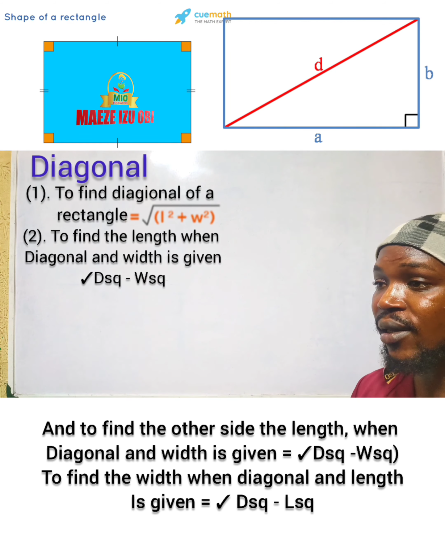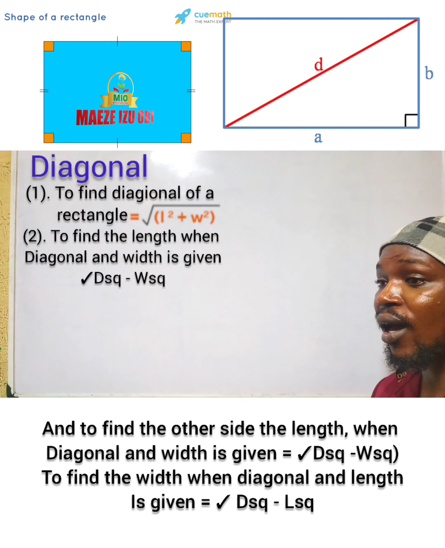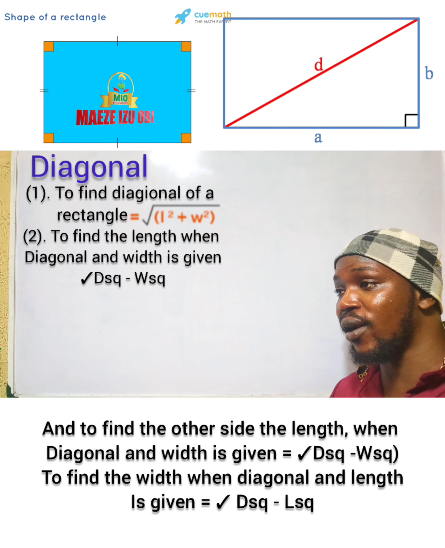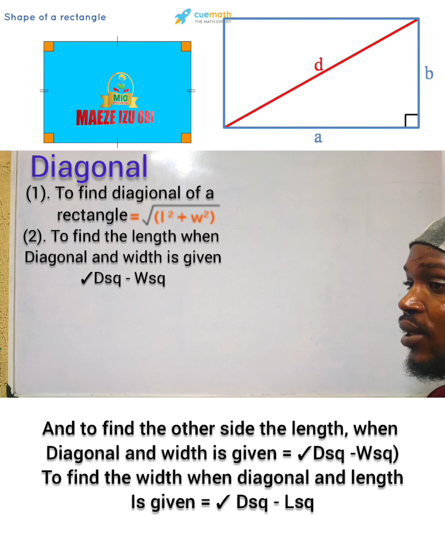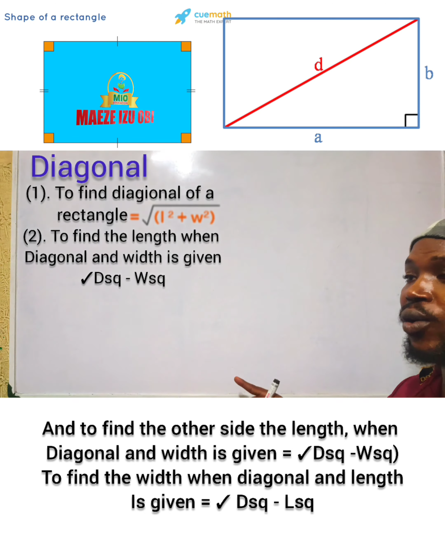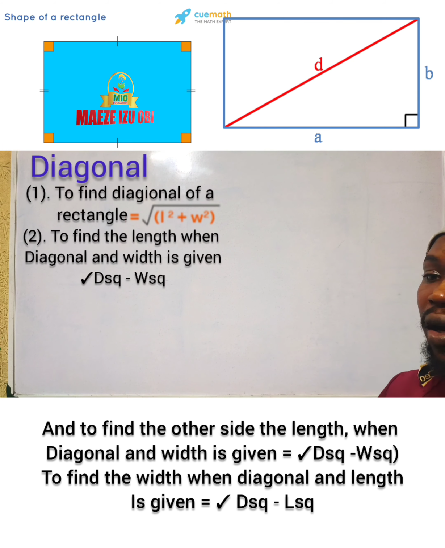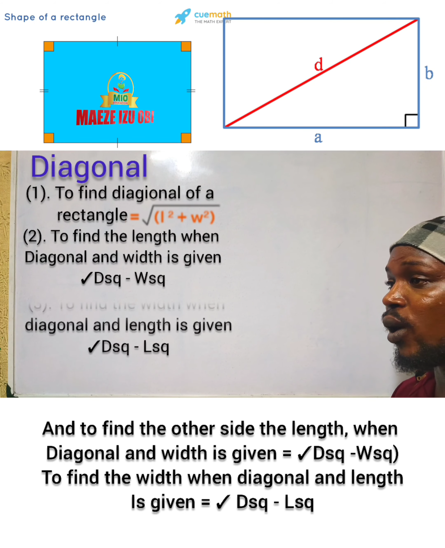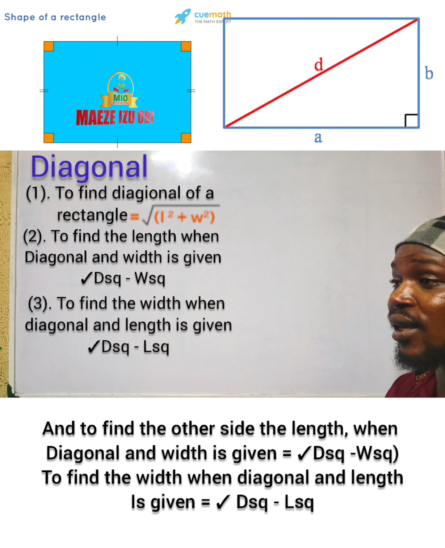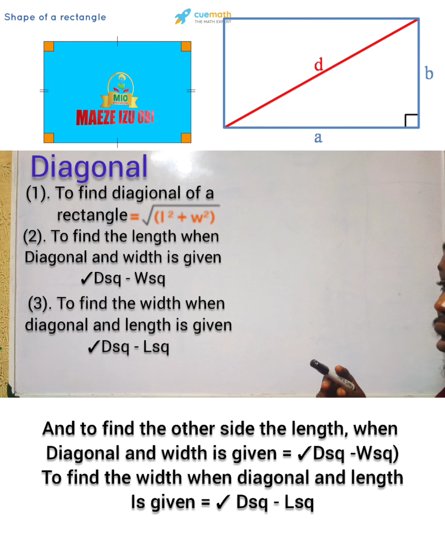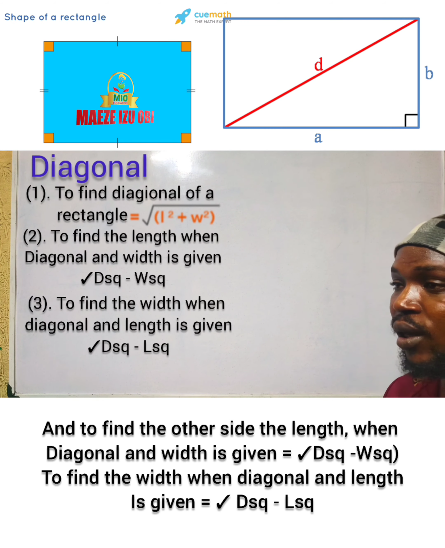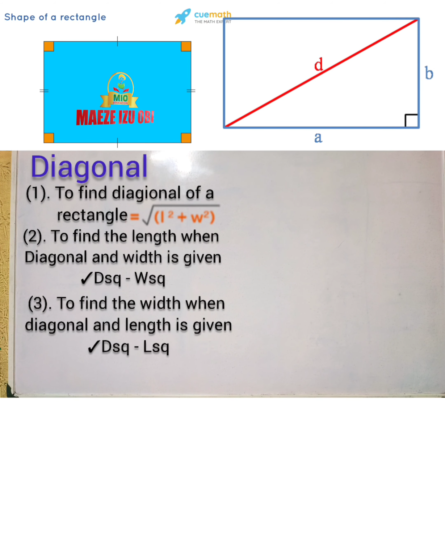And to find the other sides: to find the length when diagonal and the width are given, it becomes diagonal square minus width square, all in square root. And the third one is to find the width when diagonal and length are given, which is diagonal square minus length square, all in square root. That is all about diagonal.